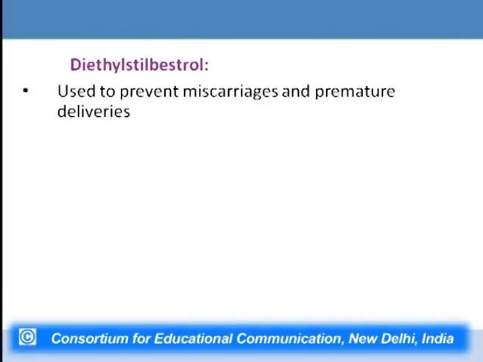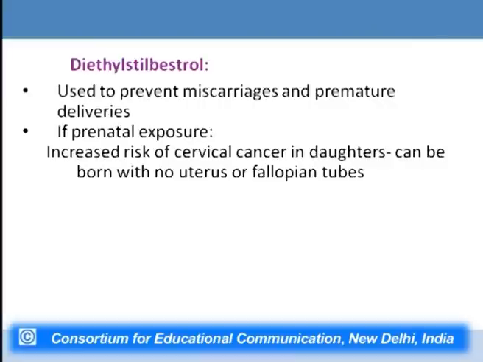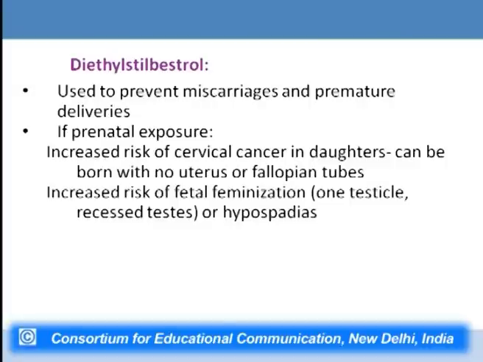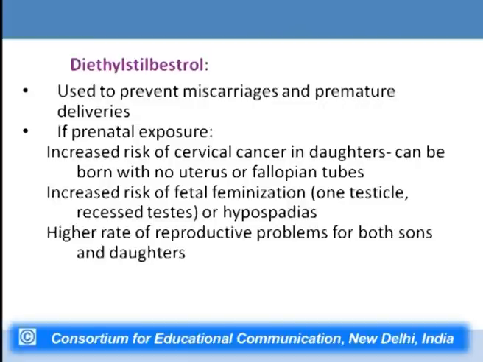Diethylstilbestrol, which is used to prevent miscarriages and premature deliveries, can also have severe effects. If the exposure is prenatal, then it can lead to cervical cancer in the daughters born to the woman who is taking this drug, and it can also increase the risk of feminization in the males born to this woman. And there are higher rates of reproductive problems in both the sons and daughters of women taking diethylstilbestrol.